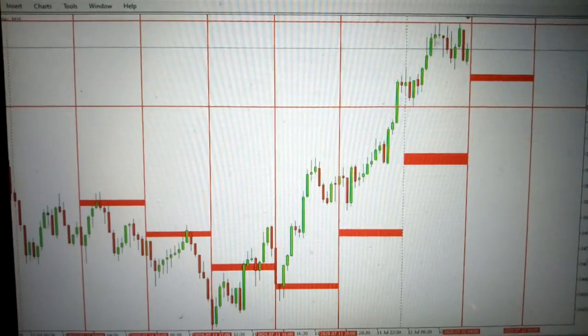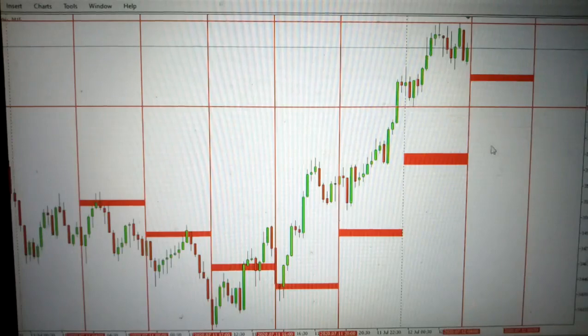Now this is my highest point. If price breaks and closes above this point, I should expect some bullish move. This is my lowest point for the 4 hour. If price breaks and closes below this particular line, I should expect reversal or retracement.